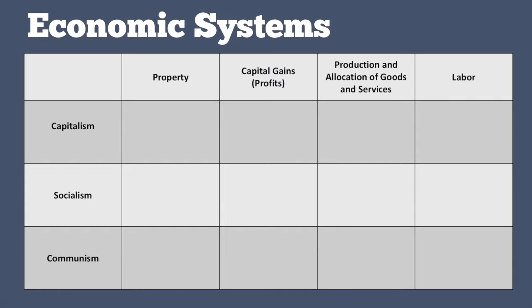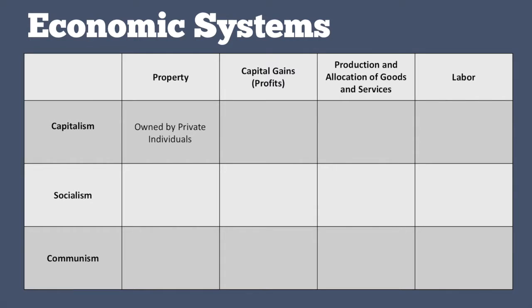So we're going to fill out this table. We're going to discuss each of the three systems and then what property looks like, what profits look like, how goods are produced and allocated, and what labor looks like under each of these three systems. So the first one let's talk about is capitalism. We should be most familiar with this, I would say, because it's the economic system that we live in every second of every day of our lives.